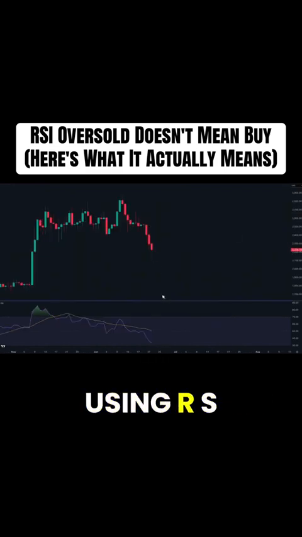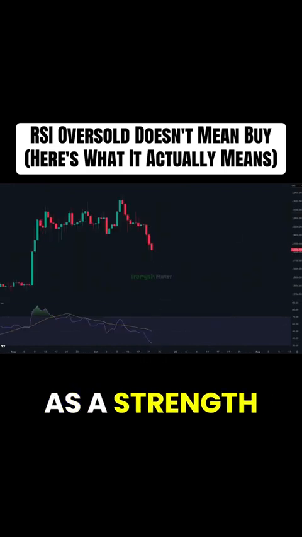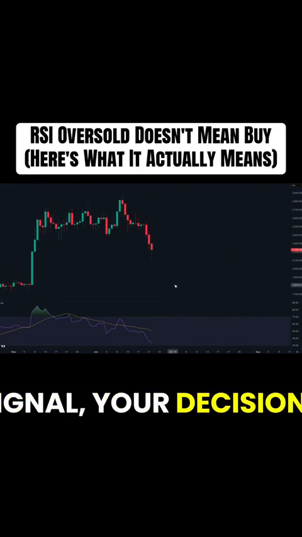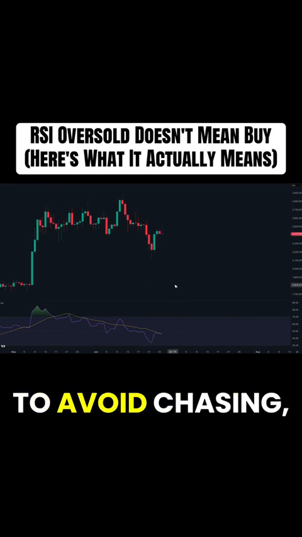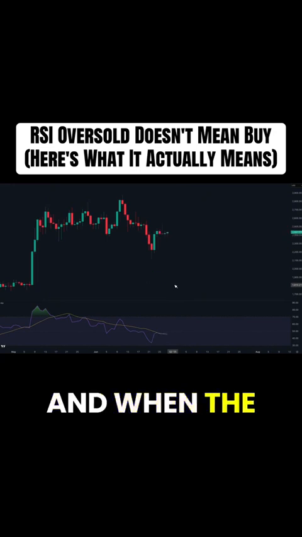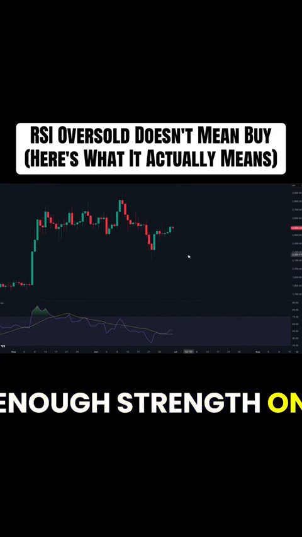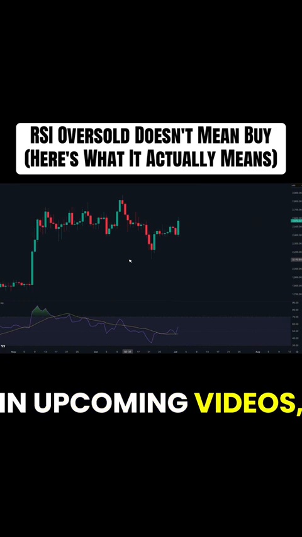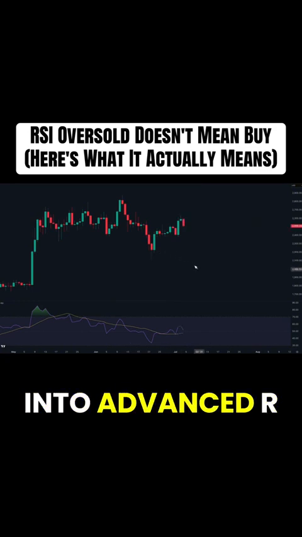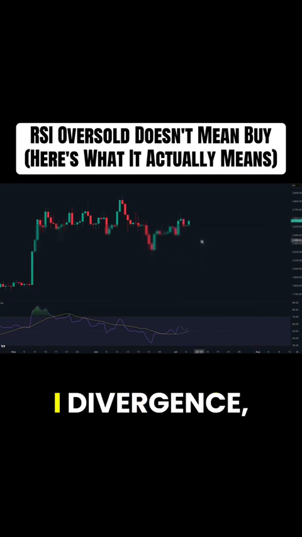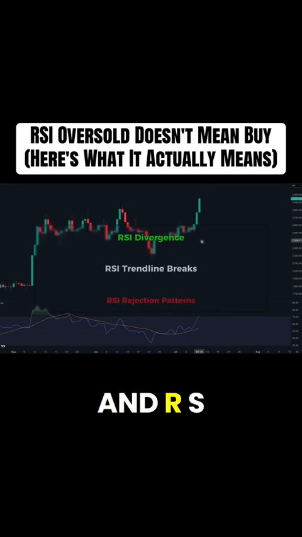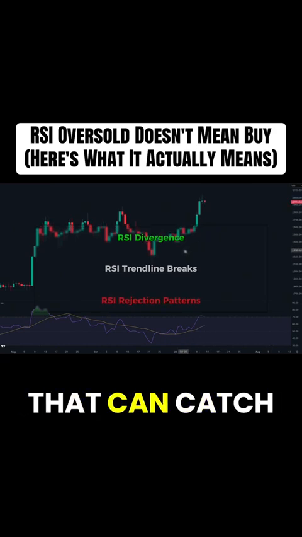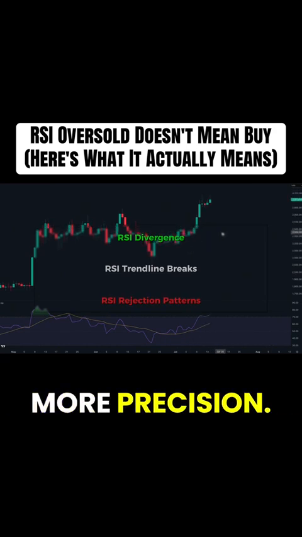Once you start using RSI like this, as a strength meter, not a magic signal, your decisions become much more logical. You'll know when to avoid chasing, when to stay patient, and when the market finally has enough strength on your side. In upcoming videos, we'll go deeper into advanced RSI ideas like RSI divergence, RSI trend line breaks, and RSI rejection patterns that can catch reversals with much more precision.